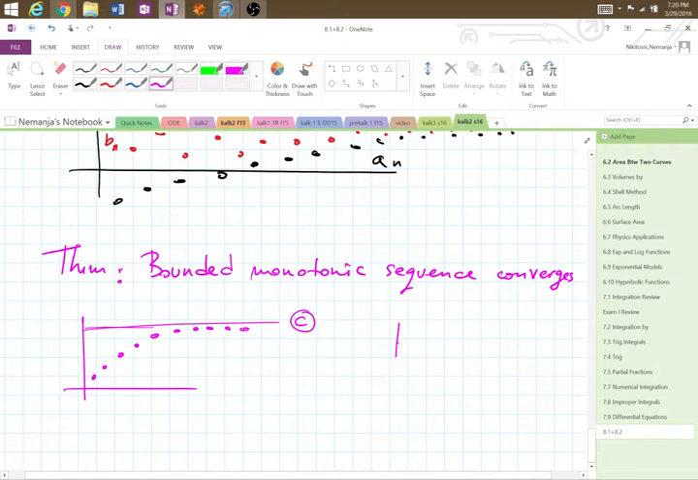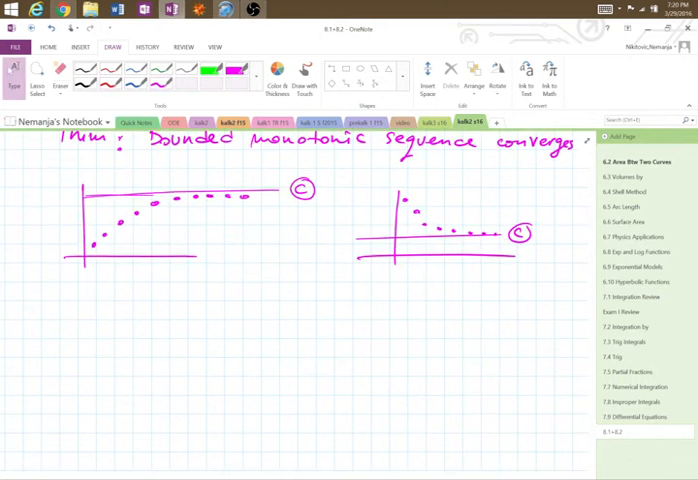You can have the one for decreasing as well. It converges at that value. And finally, we get to define the growth rate, and that takes care of sequences.